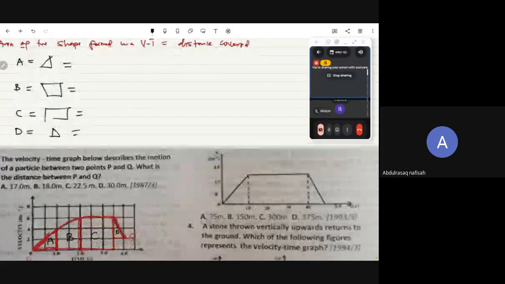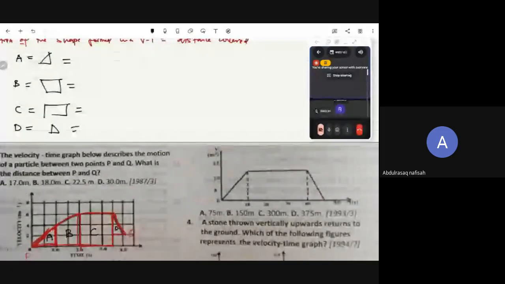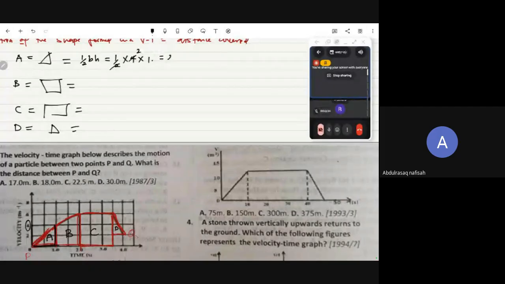So if you look at shape A now, the height is 4 meters. If you look at it here, this is 4, and the breadth is 1. So the area of the triangle is half base times height. We're going to do half times the base, which is 4, times the height, which is 1. Half of 4 is 2, so 2 times 1. That's 2 meters.